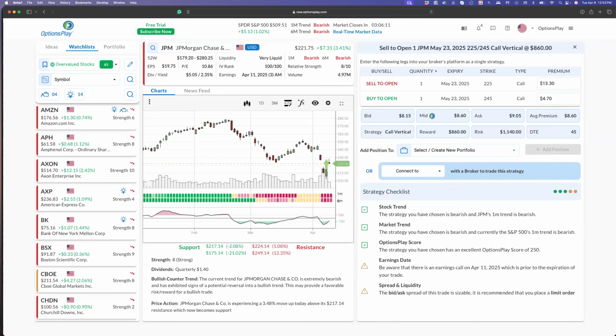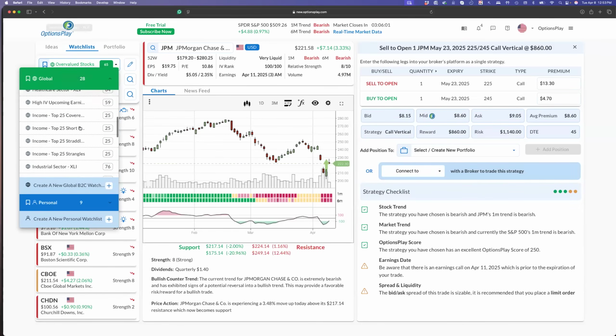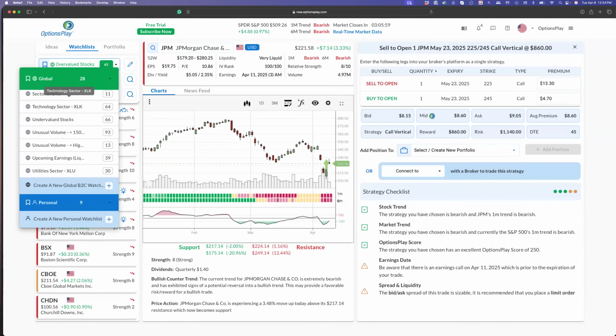I saw quite a few customers asking about the watch list. Hopefully, I just showed you how to do that. You go to watch list, you go to global, and then you can scroll down to both the undervalued and overvalued lists.